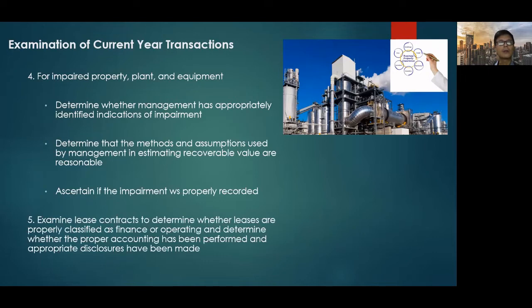Okay, number 5 is examine lease contracts to determine whether leases are properly classified as finance or operating, and determine whether the proper accounting has been performed and appropriate disclosures have been made. Okay, so ito naman yung with regard to sa finance and operating lease, no?